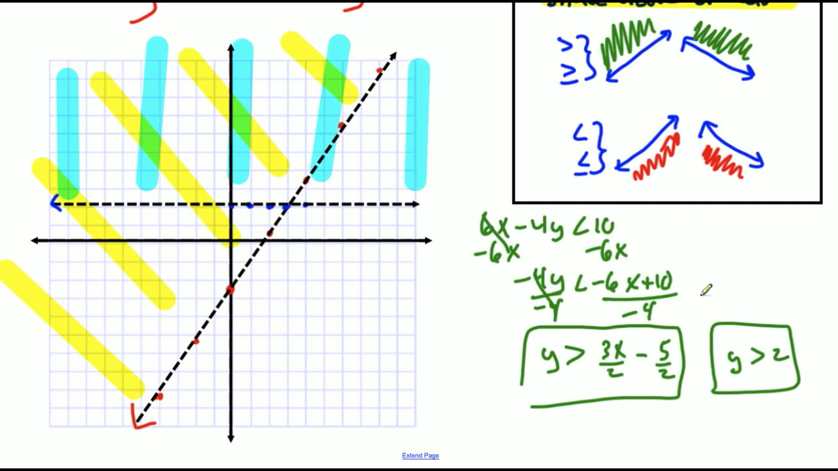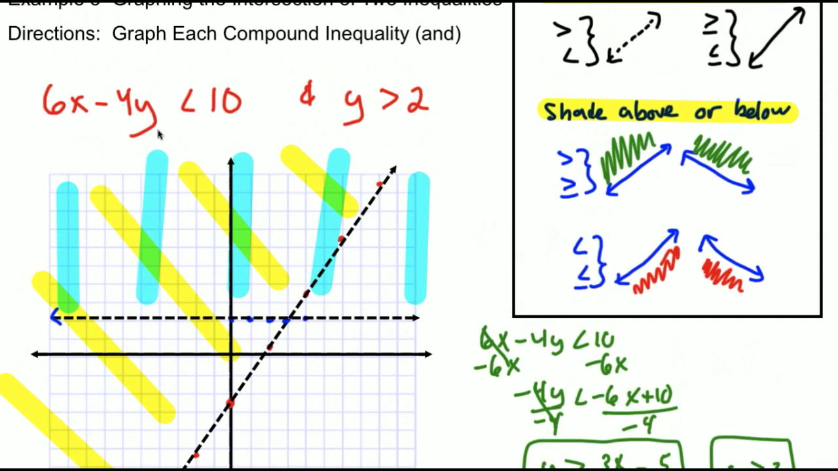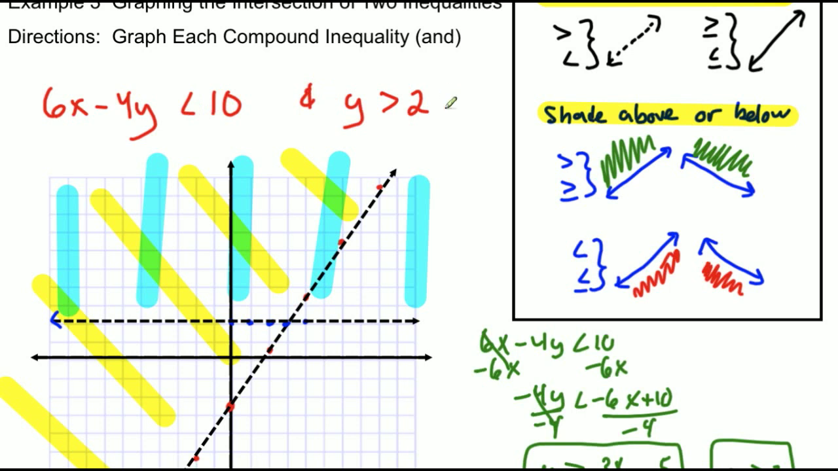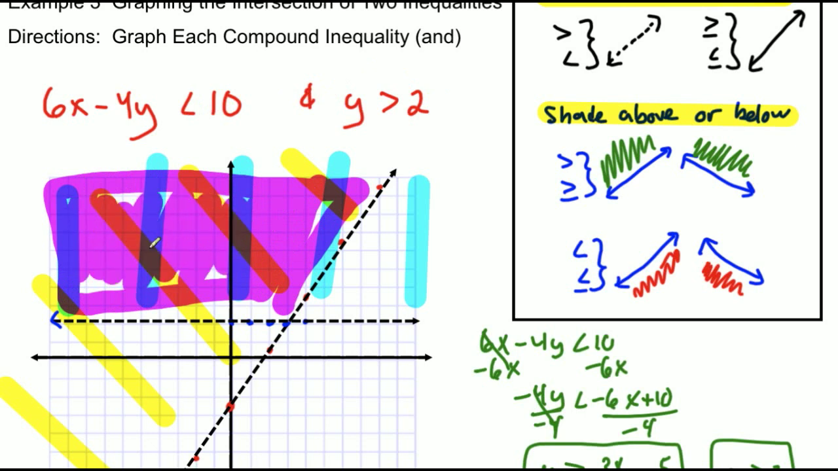So the answer that we're looking for is when both of these are true. This said "and" in the beginning of our problem, so we're looking for when they're both true: 6x minus 4y is less than 10 and y is greater than 2. So when are they both true? Well, you can see that they're both true right here. This is when they're both true. So really, this is the shaded region that we're looking for, and the rest of it, out here and what we did over here, we actually want to erase.